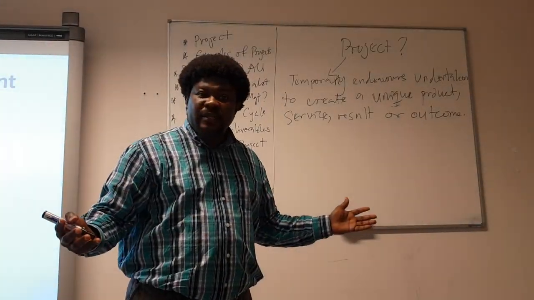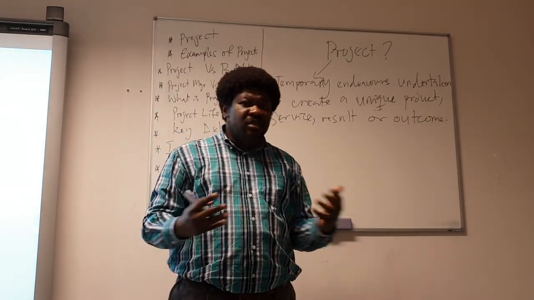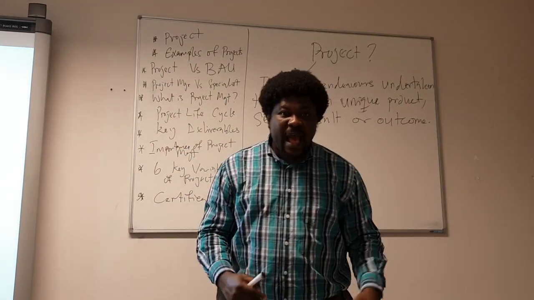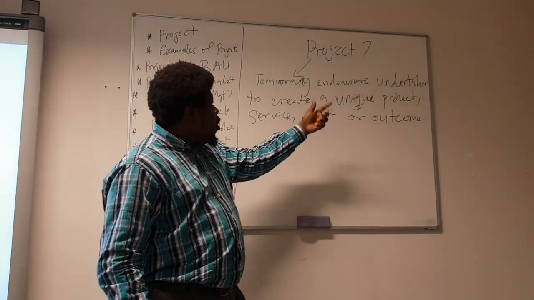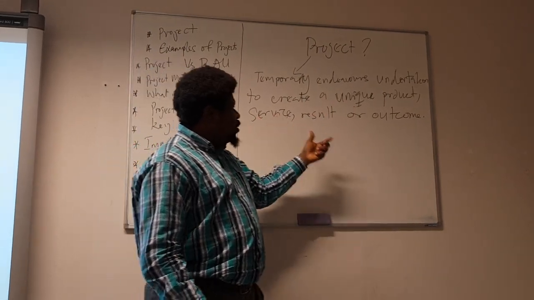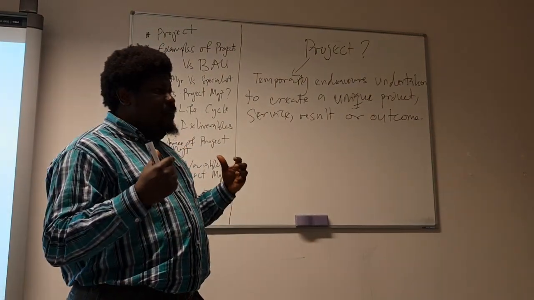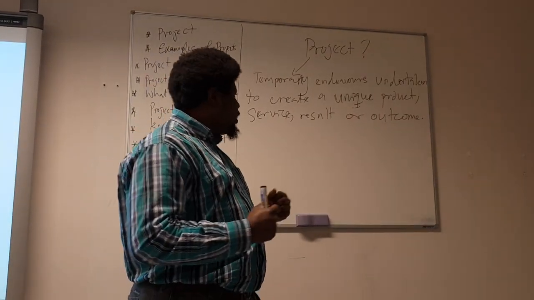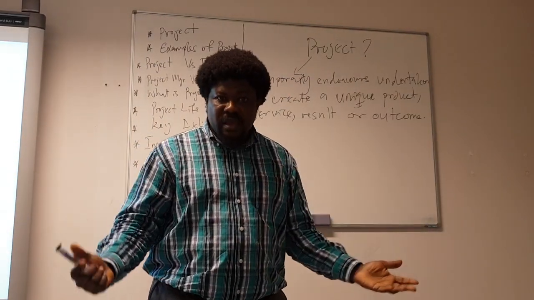What is a project? A project, keyword, temporal, which means a project is different from business as usual, which means a project has got a start time and end time. So a project is a temporary endeavor undertaken to create a unique product, service, result, or outcome. So I think that's very clear enough. When we talk about a project, we are executing this project because we have to come up with a unique product, or with a unique service, or with a unique result, or with a unique outcome.